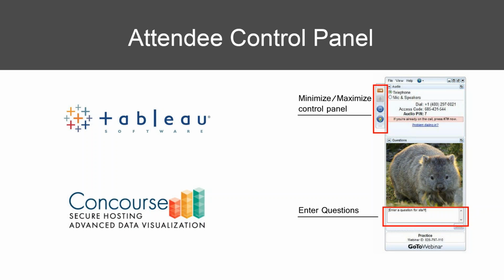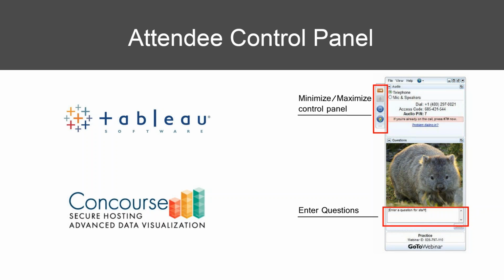What you'll want to do is take the section that says questions, and pop that section out of the control panel, and then hit the arrow at the top to minimize the rest of the control panel. That way you can see what we're doing on the screen here, and you'll be able to also ask questions as we go along. So the way we like to do it is just go ahead and ask questions as they come up, and we'll be watching for those and answer them as we go along.